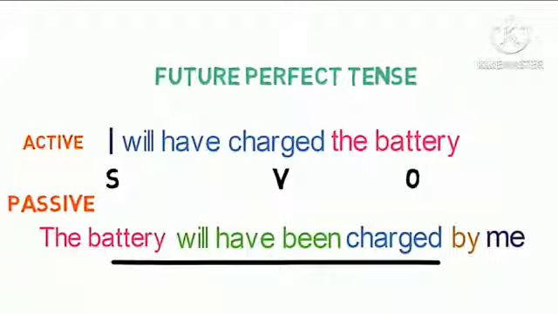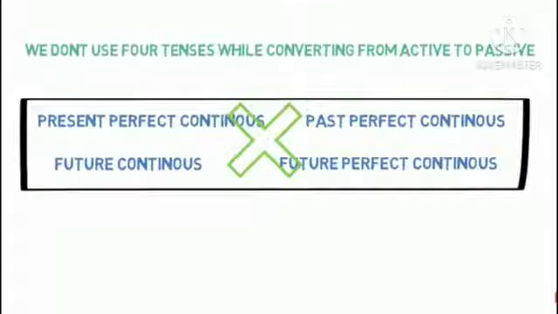For future perfect tense, if the sentence is I will have charged the battery, the passive voice will be the battery will have been charged by me. There are 4 tenses which do not have their passive forms. They are present perfect continuous, past perfect continuous, future continuous and future perfect continuous. These tenses cannot be changed into the passive voice.